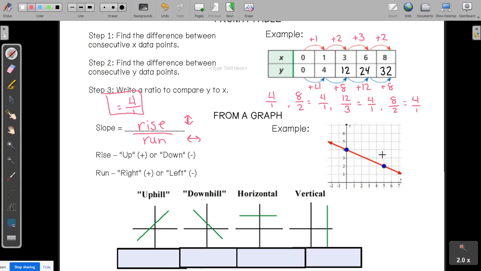So you can start at any point. Let's start at this one here. How far up do you go? How much are you rising? That's 2. And then you're running to the left, which is negative, and you're going 5 spaces. So our slope is 2 over negative 5, which is the same thing as negative 2 over 5.